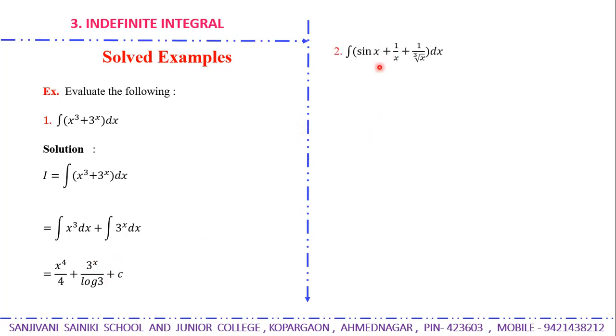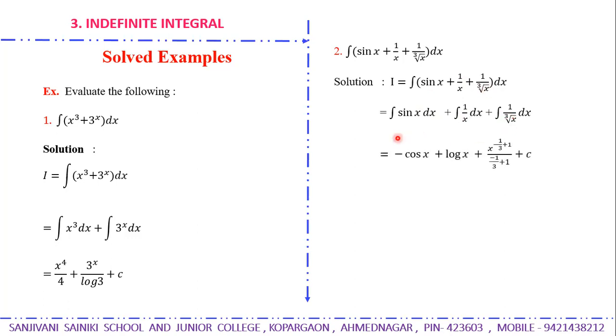The next example is sin x plus 1 upon x plus 1 upon cube root of x. Okay, so let I is equal to the given function. Then here is the addition of three functions. Integral of the addition of three functions is integral of the first function plus integral of the second function plus integral of the third function. Now here cube root of x means x raised to 1 upon 3. If it goes to the numerator, it becomes x raised to minus 1 upon 3.